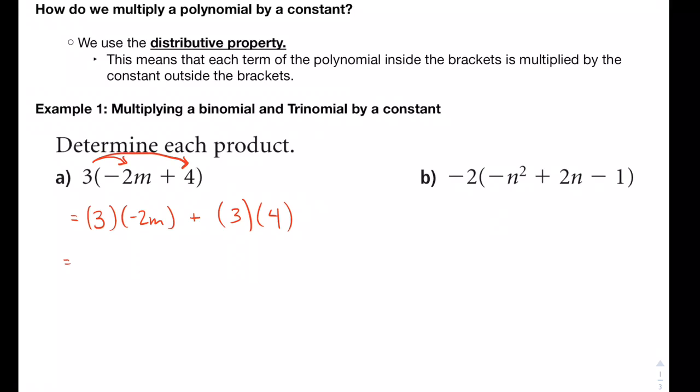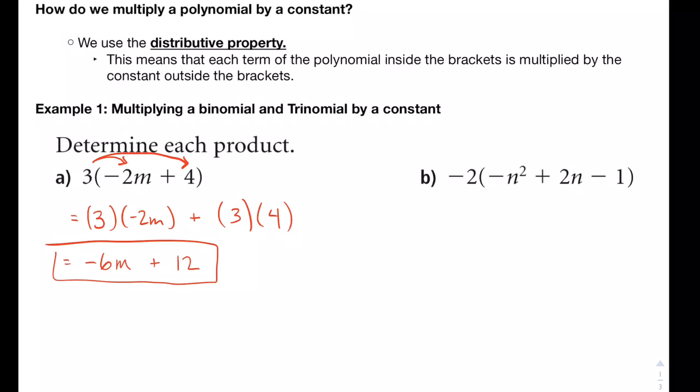All you do is multiply the coefficients together, or the numbers together, and then if there's a variable, you just attach the variable to that. So what this equals is 3 times negative 2, which is negative 6, but since there's an m, we attach the m to the end, plus 3 times 4, which is 12. And that's the answer. So all you're doing is multiplying the 3 on the outside to both terms.